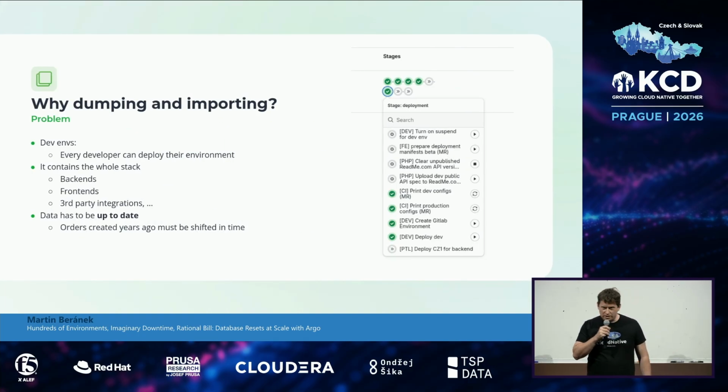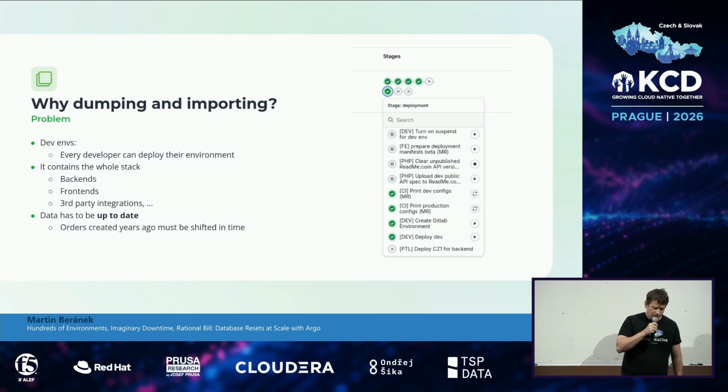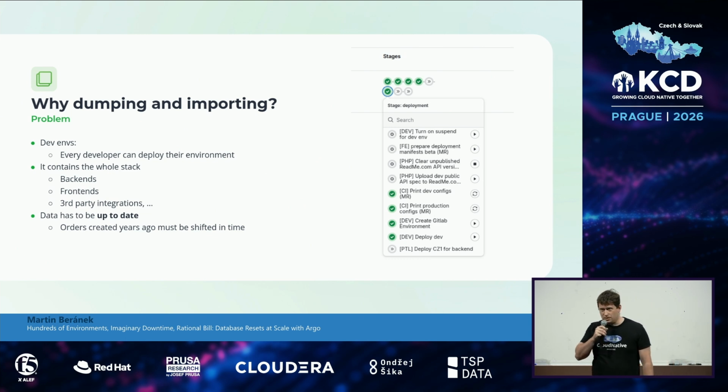So why dumping and importing? Why are we actually talking about this issue in the first place? There is this thing called environments. They are specifically, explicitly mentioned in GitLab CI. That's a thing. You can deploy them. If you have the infrastructure around it, you can provide it to your developers. And we did, and it turned out to be a great thing in 2019, where everybody can just click on a button and have their environment ready.